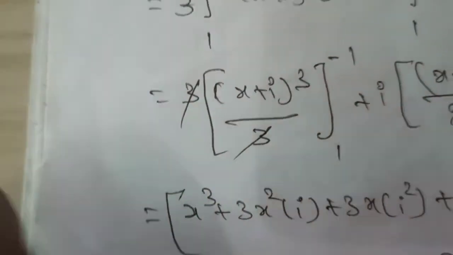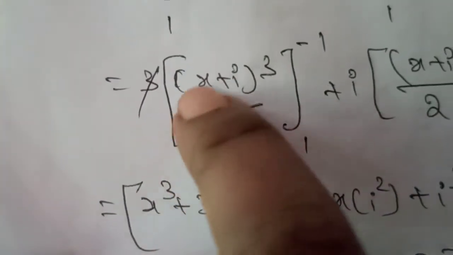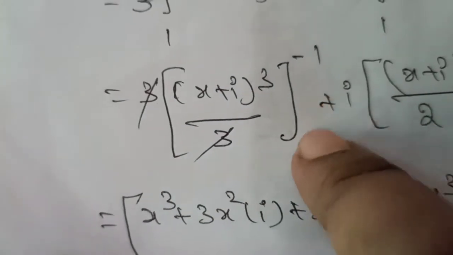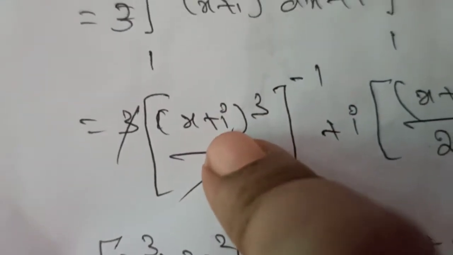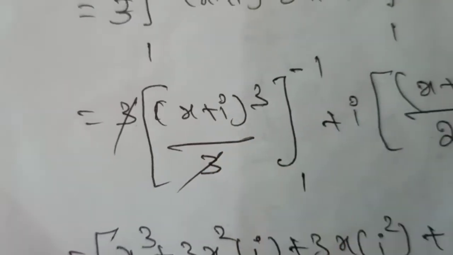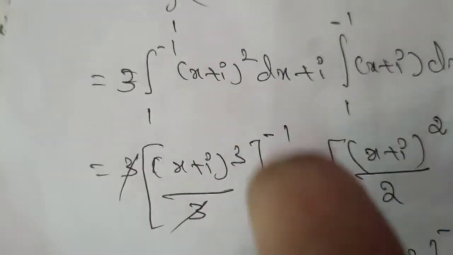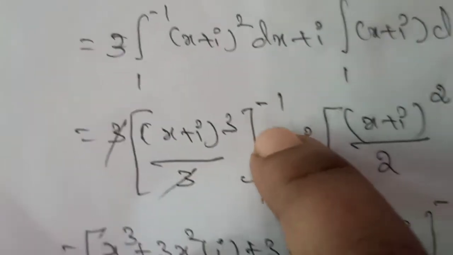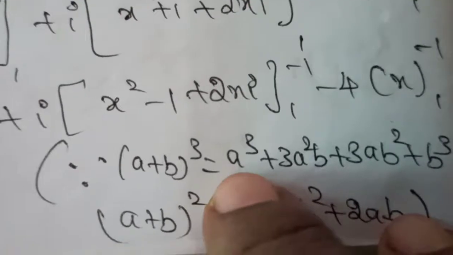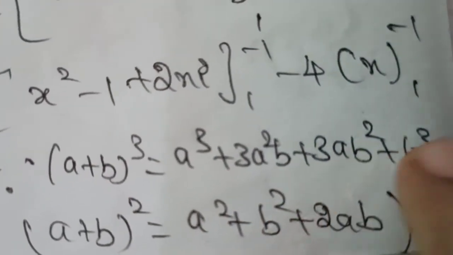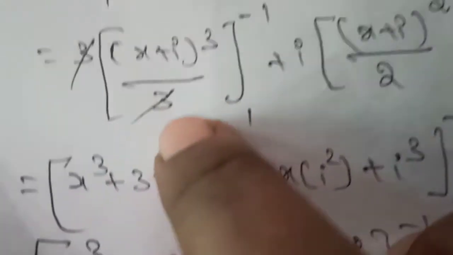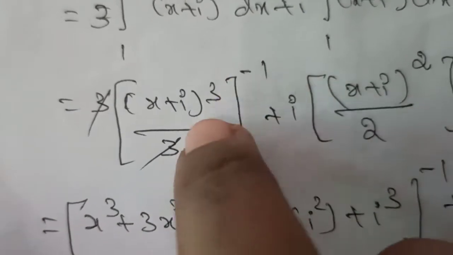Now apply the limits, substitute the limits. Before substituting the limits, you apply the formula (a plus b) the whole cube. So in this condition, based on the (a plus b) the whole cube formula, do you know the (a plus b) the whole cube formula? What is the (a plus b) the whole cube formula? a cube plus 3a square b plus 3ab square plus b cube. This is the formula.